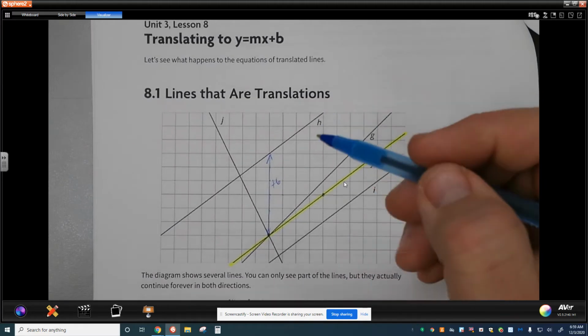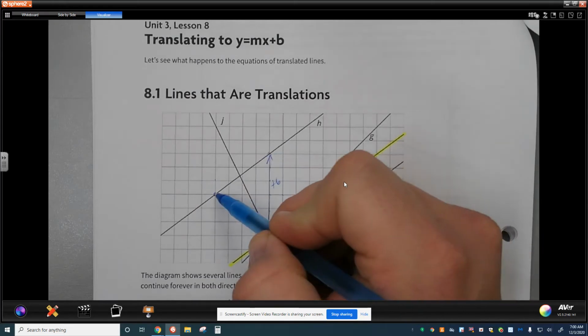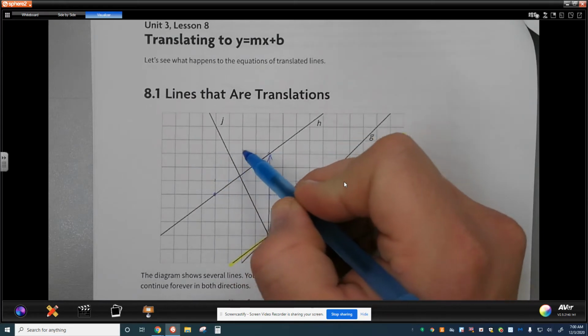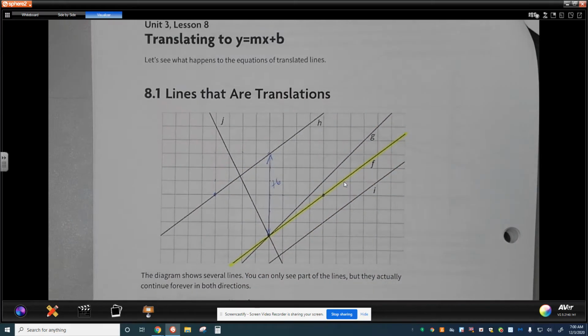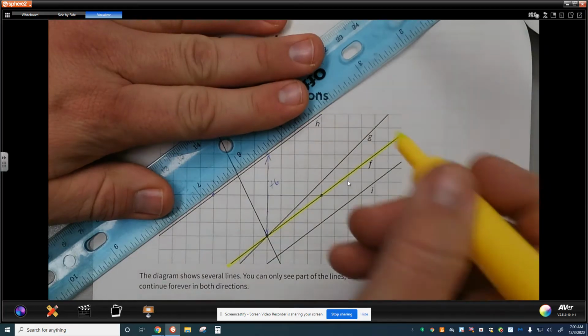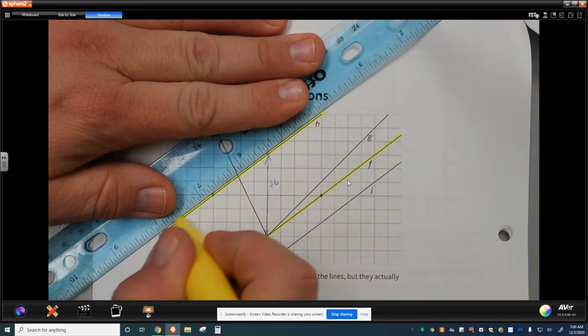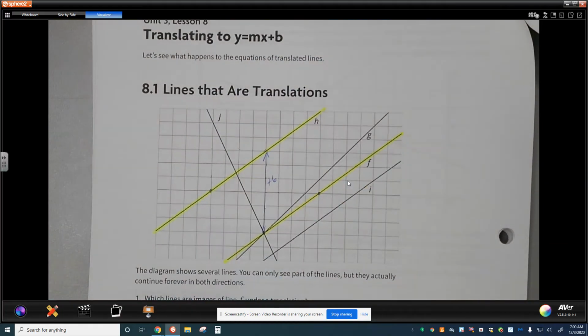Now, if H is parallel, it will have the same slope. So we go 1, taking from right here to here. We have 1, 2, 3, 1, 2, 3, 4. Awesome. So I know that H is definitely parallel. I'll go ahead and mark that one with the same color highlighter. Excuse me, not the same line, a parallel line. And I know it's parallel because it has the same slope.